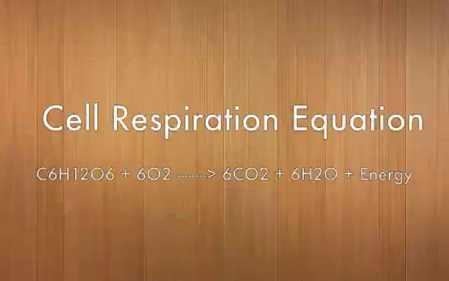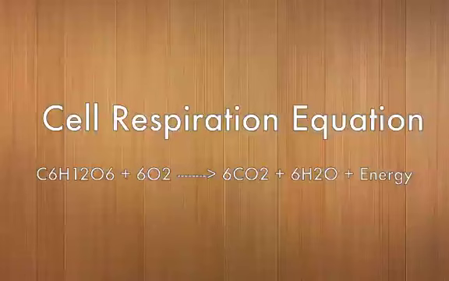Cell respiration can be put into a simple equation. The equation says that C6H12O6 plus 6O2 yields 6CO2 plus 6H2O plus energy. What this means is glucose plus oxygen yields carbon dioxide plus water and ATP, which is energy.